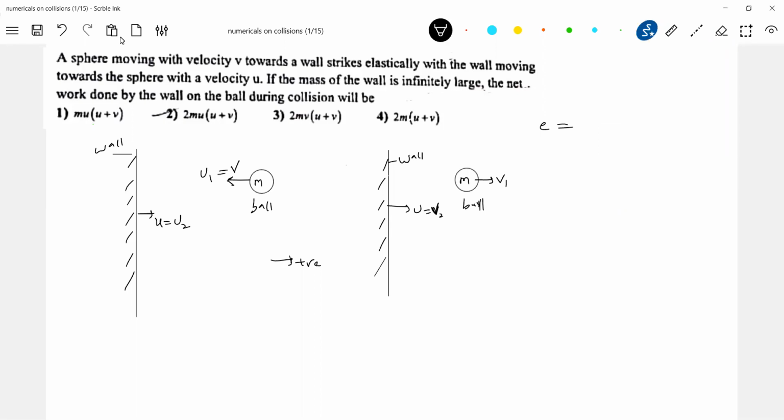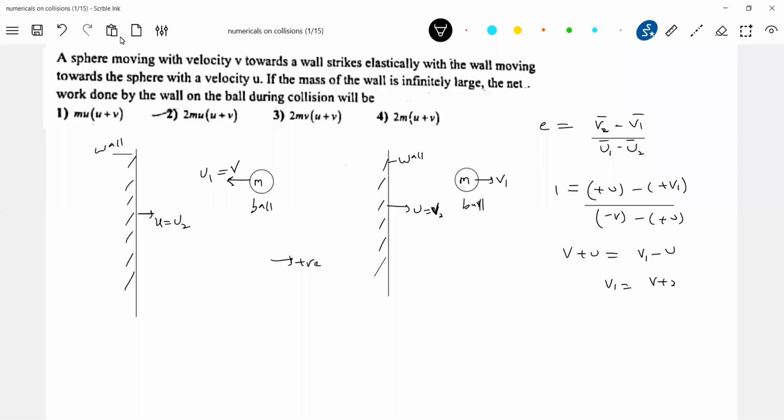Now let's write it. The formula is like this, no? v2 minus v1 over u1 minus u2. That negative sign I adjusted. It should be v1 minus v2 like that. So what is v2? Velocity of the ball plus u. That of the ball plus v1. u1 is v, u2 will be plus u. This should be equal to 1. So this should be v plus u equal to v1 minus u. So v1 is equal to v plus 2u. This is the speed of the ball after collision.